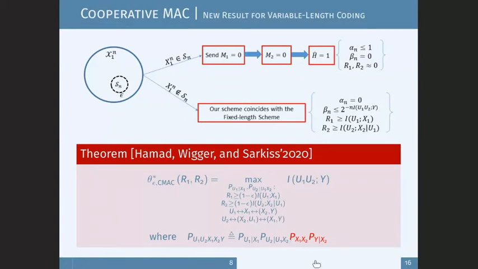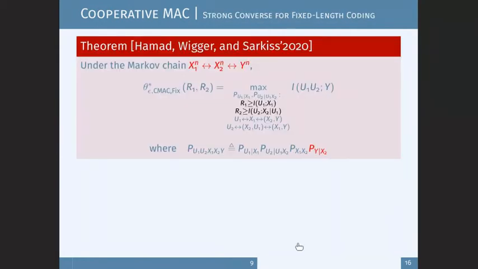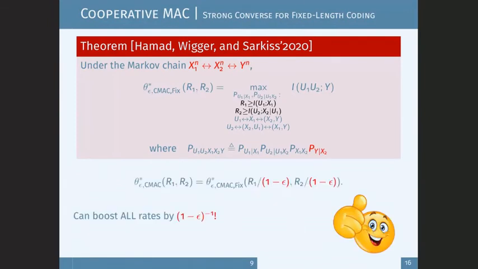So you can see in comparison with the fixed length result, and also it's our result, the strong converse, the rates here. So we still have the same optimal error exponent, the same conditions to be respected for choosing the auxiliary random variables U1 and U2. But the main difference is in the rates. So here we don't have the 1 minus epsilon factor. This means this is under the fixed length. This means that the variable length coding is able to boost all the rates in the system by the factor 1 over 1 minus epsilon, as we can see here.